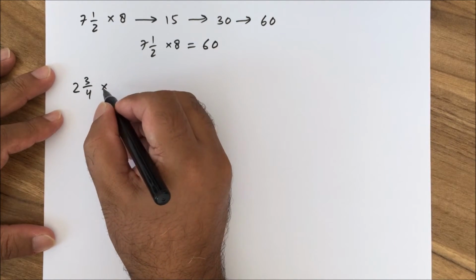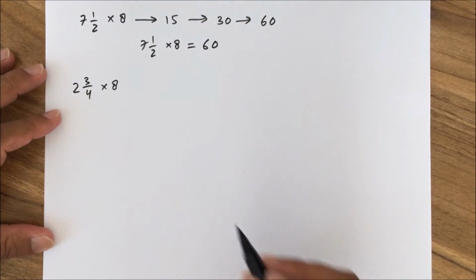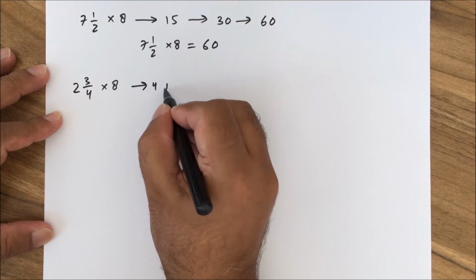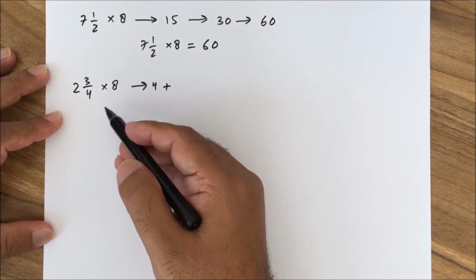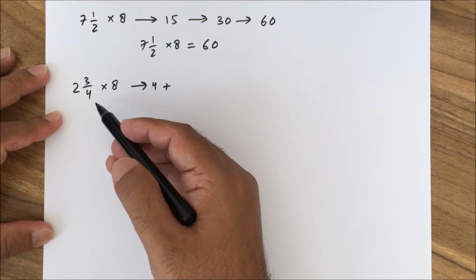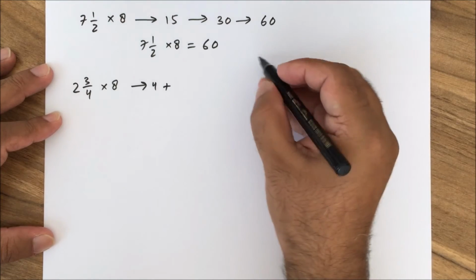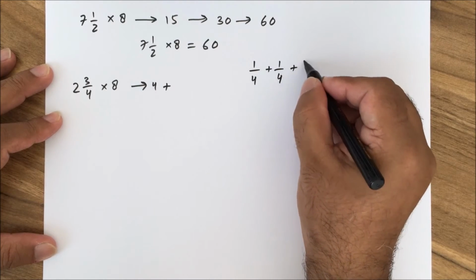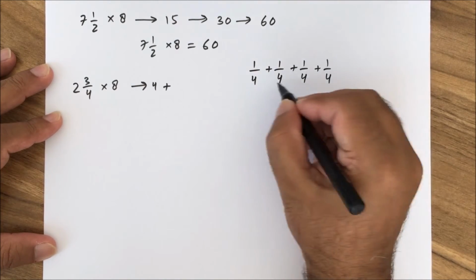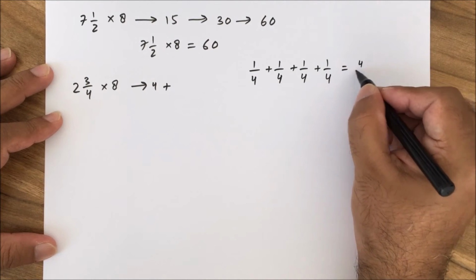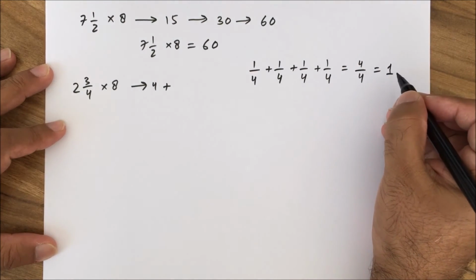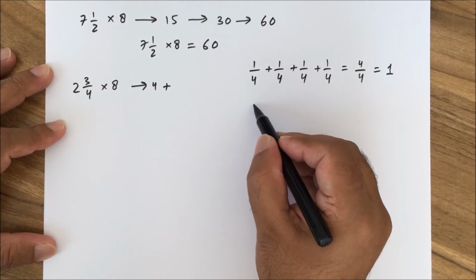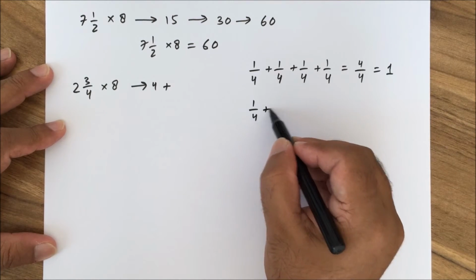Let's take a little bit difficult number. Let's say 2 and 3/4 times 8 I want to do, and double of 2 is 4, we know that, but double of 3/4, it's also easy. Double of 3/4 is 6/4, and let me explain a little here. If I take 1/4 and add it by itself 4 times, I will get 4/4, right? That is equal to 1. So we have 3/4 right now, and then double of 3/4 is 6/4.